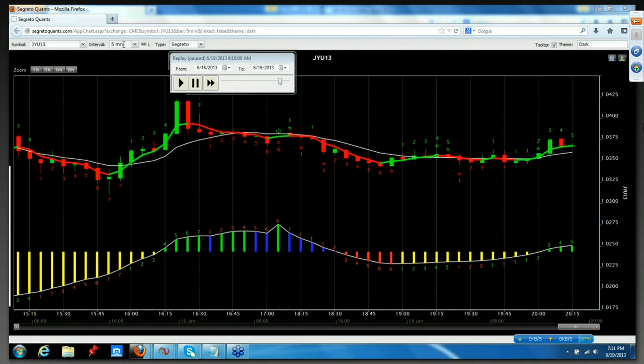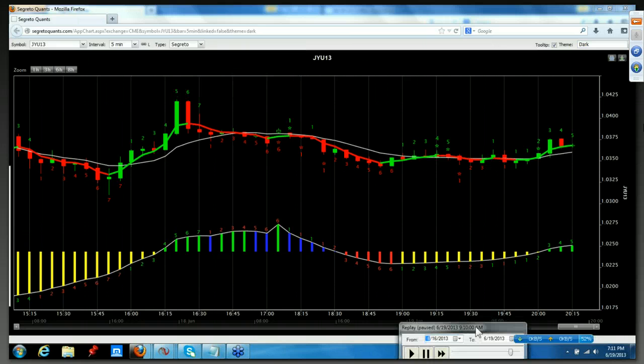Question, what is JYU? It stands for Japanese yen. And by the way, I'm on the 5-minute version. One other adjustment that I'll show you: I'll just move this down here. You can adjust this. If you don't like the oscillator, then you can go just to candlestick. And if you don't like the candlesticks, you can go just to oscillator. But the Segredo shows both of them.